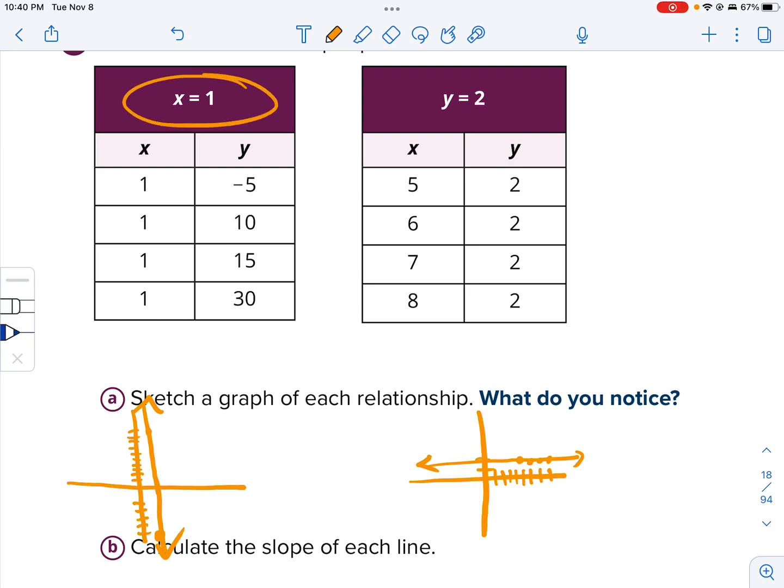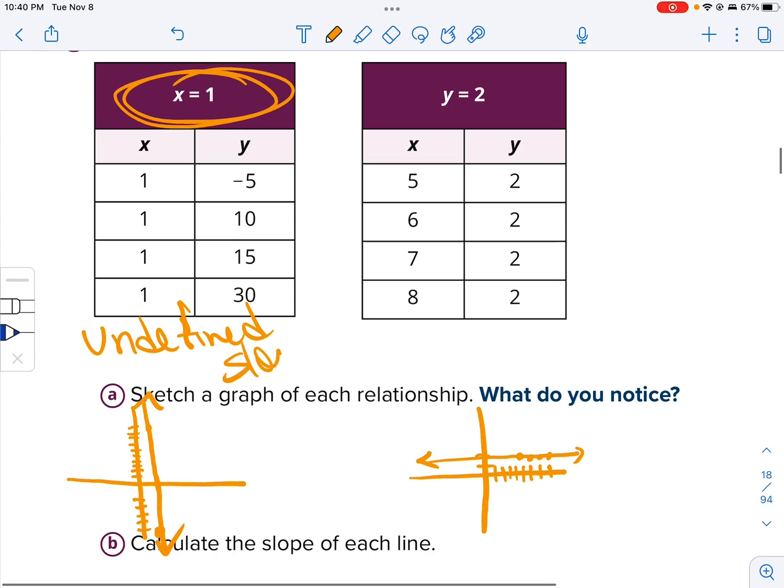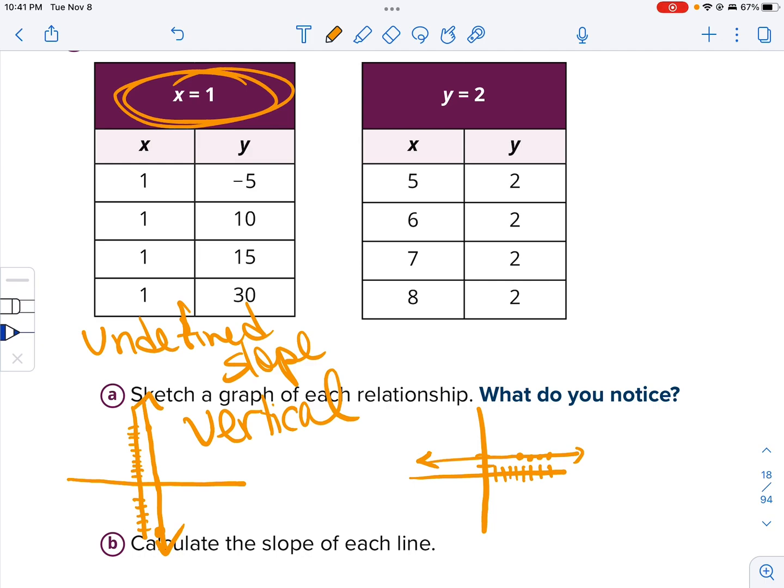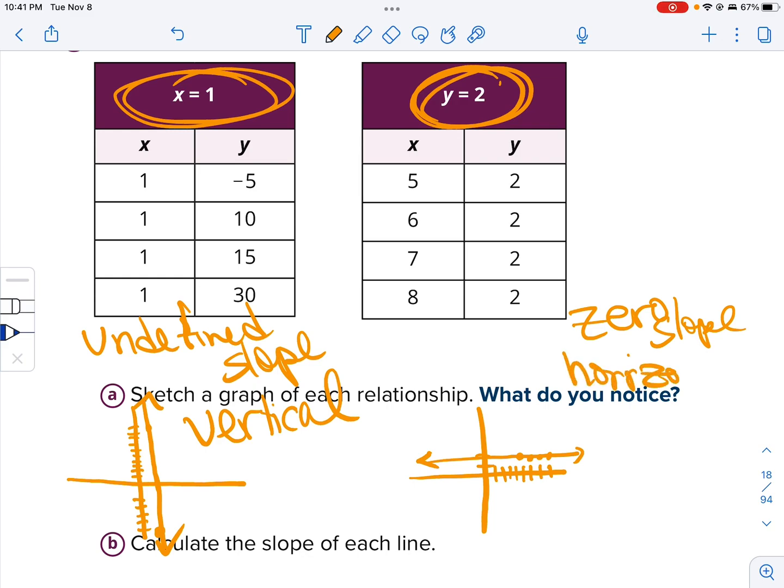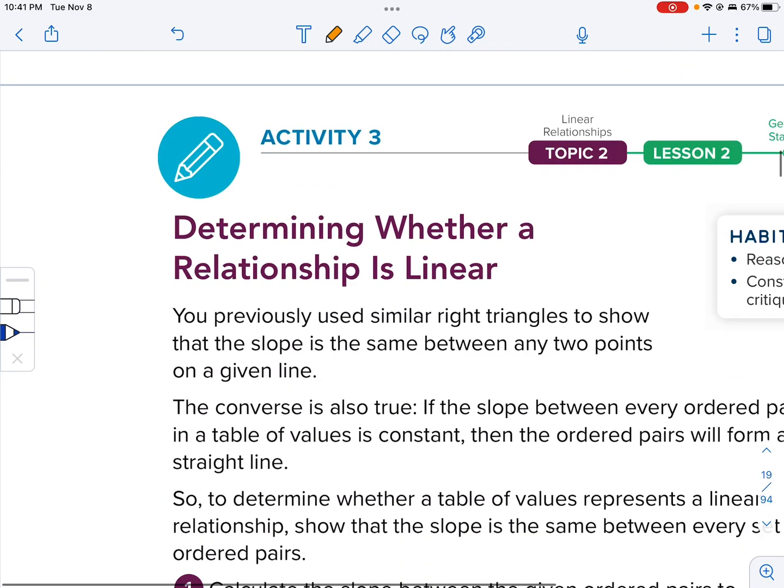Okay, so when x equals a number, you have an undefined slope, and it's a vertical line. When y equals a number, you are going to have a 0 slope, and you are going to have a horizontal line. Okay.